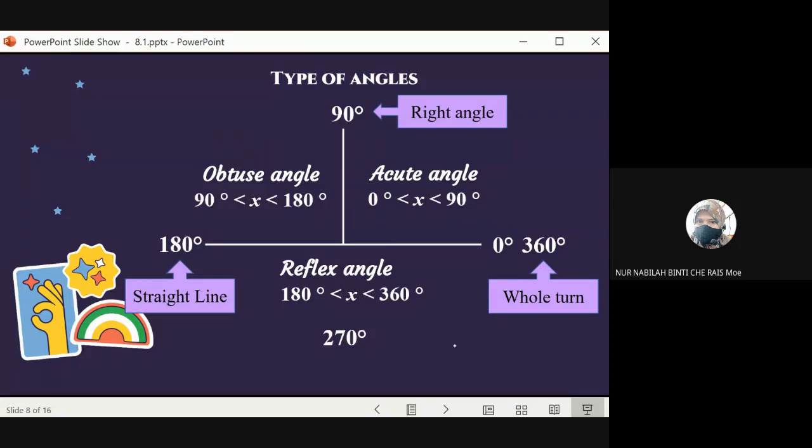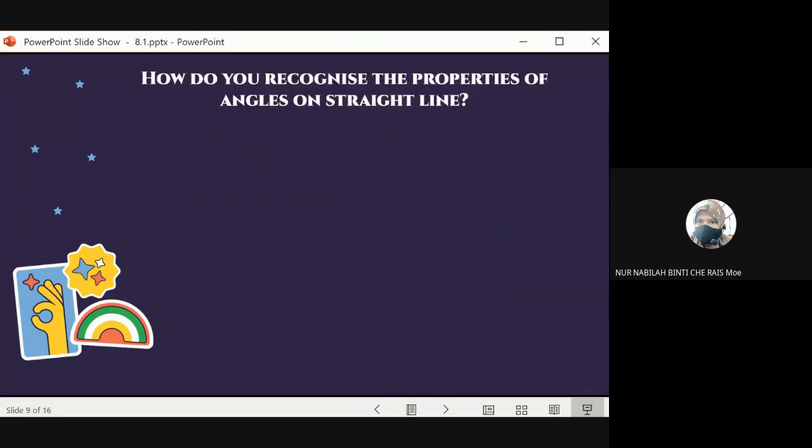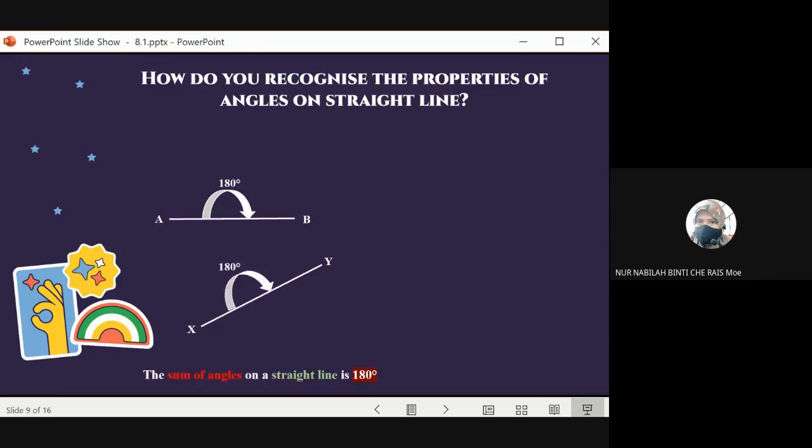Okay, next. How do you recognize the properties of angles on a straight line? Let's say you have a straight line A and B. You must remember that the angle on a straight line is always 180. It doesn't matter how long your line is, the total angle on a straight line equals 180. So we can say that the sum of angles on a straight line is 180.